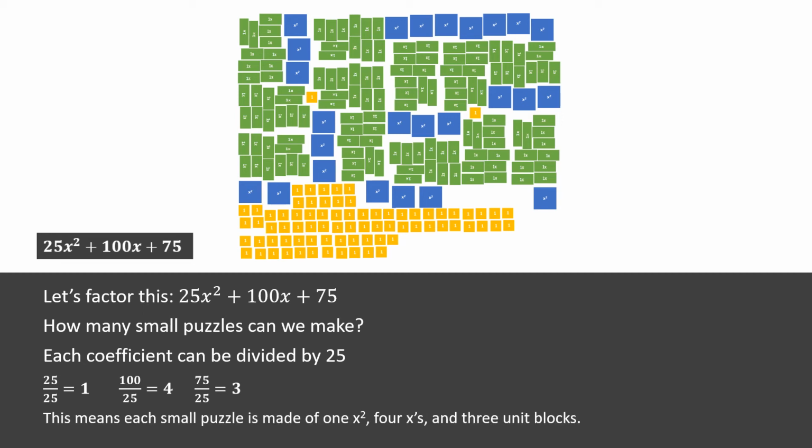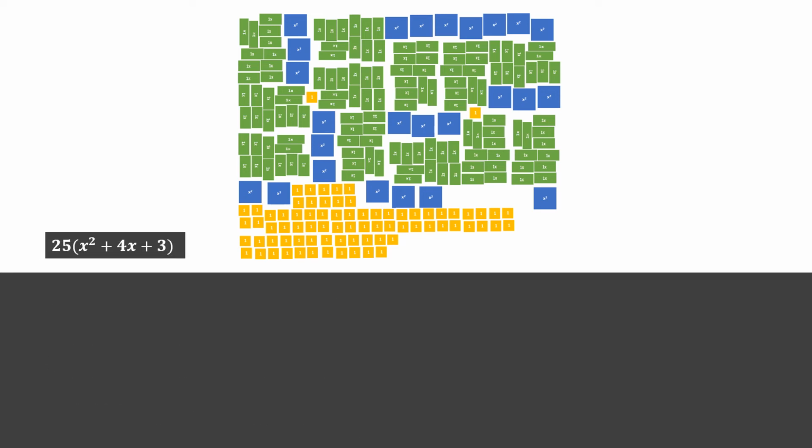This means that each small puzzle is made of 1x squared, 4 x's, and 3 unit blocks. So 1 blue box, 4 green boxes, and 3 yellow boxes. So we're going to undistribute that.